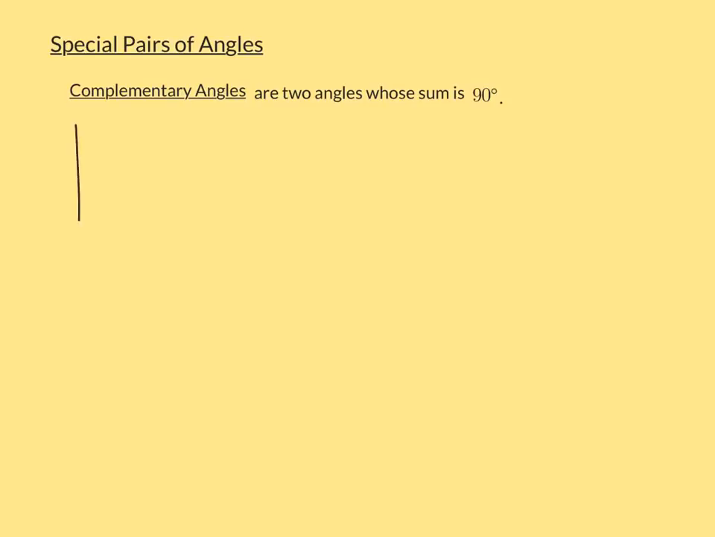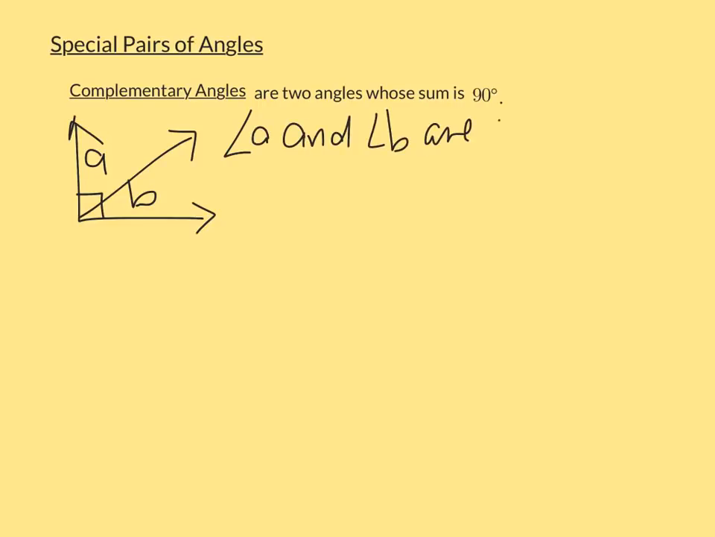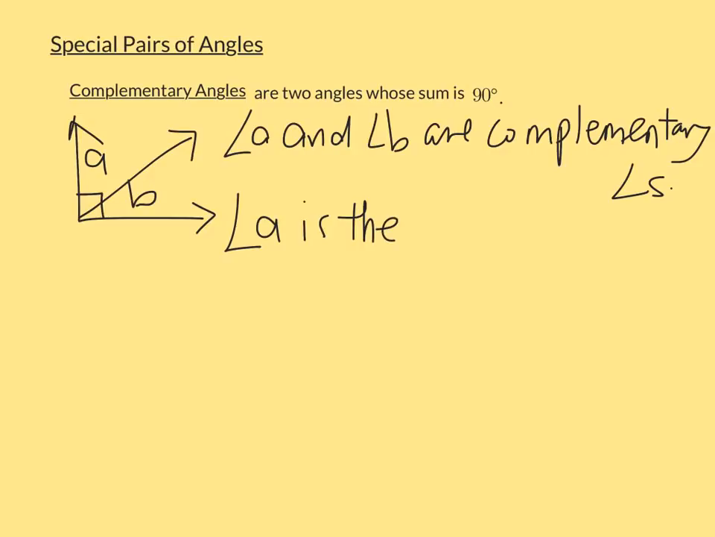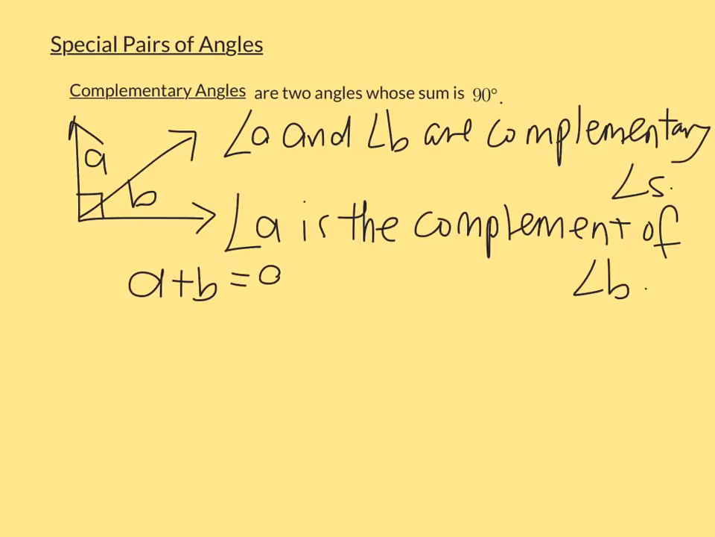Let's see what this looks like on the diagram. So I will first draw a 90-degree angle. And if I draw two adjacent angles, A and B, I can say that angle A and angle B are complementary angles. And angle A is the complement of angle B and vice versa. And we know that A plus B gives you 90.